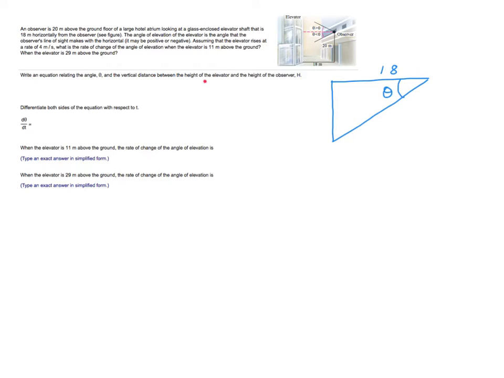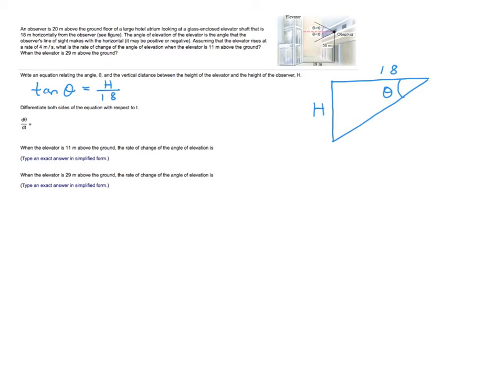And this first part of the question is asking us to label the height between the observer and where the elevator is as h. So we want to label this side as h. We want to write an equation that relates theta, h, and 18. There's a trig function we can use to do that, and that is tangent. Tangent is the opposite over the adjacent, so there's our equation. Tangent of theta is equal to h over 18.